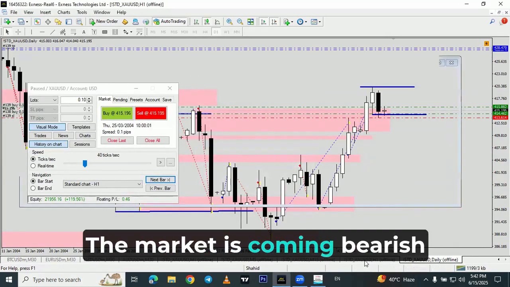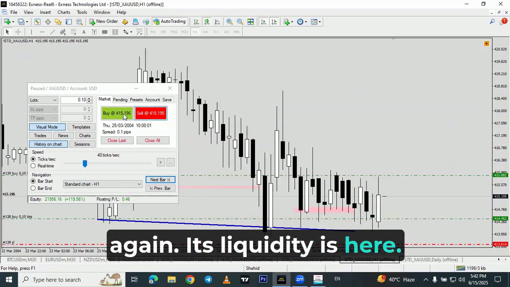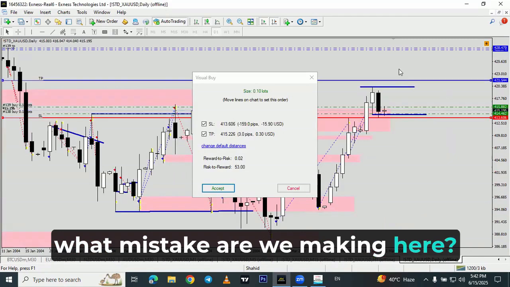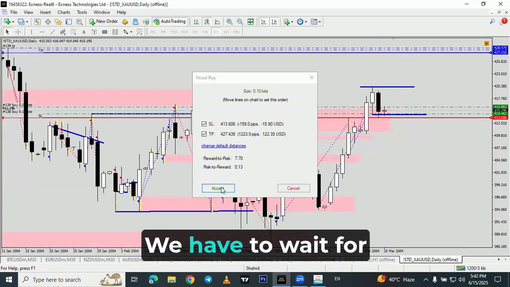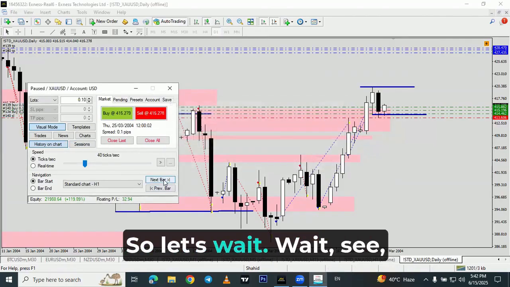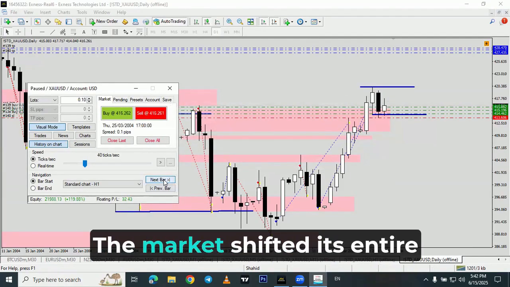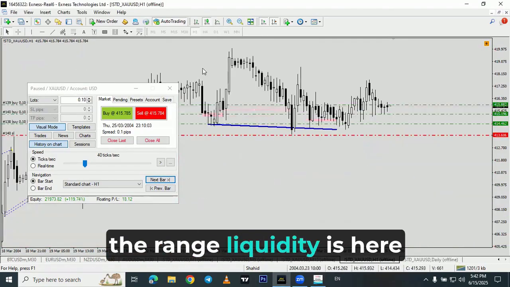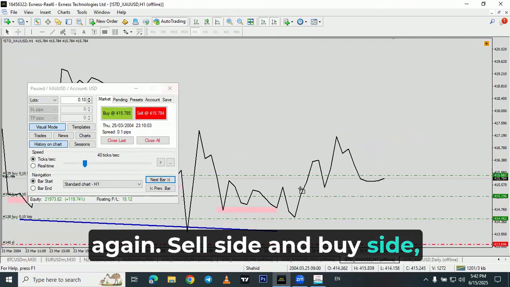The market is coming bearish again. Its liquidity is here. See, it picked its liquidity again. Now, what mistake are we making here? We are not waiting for our session. We have to wait for the high session, which is about to open in New York. So let's wait. See, the market is bullish. The market shifted its entire structure here. So if we see the structure story here, the range liquidity is here again. Sell side and buy side picking people.